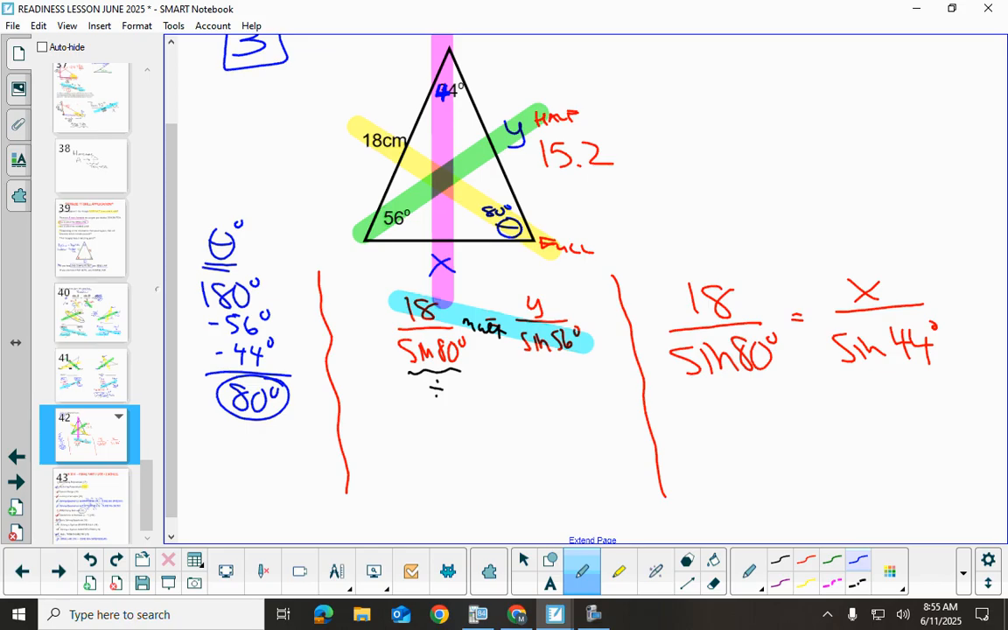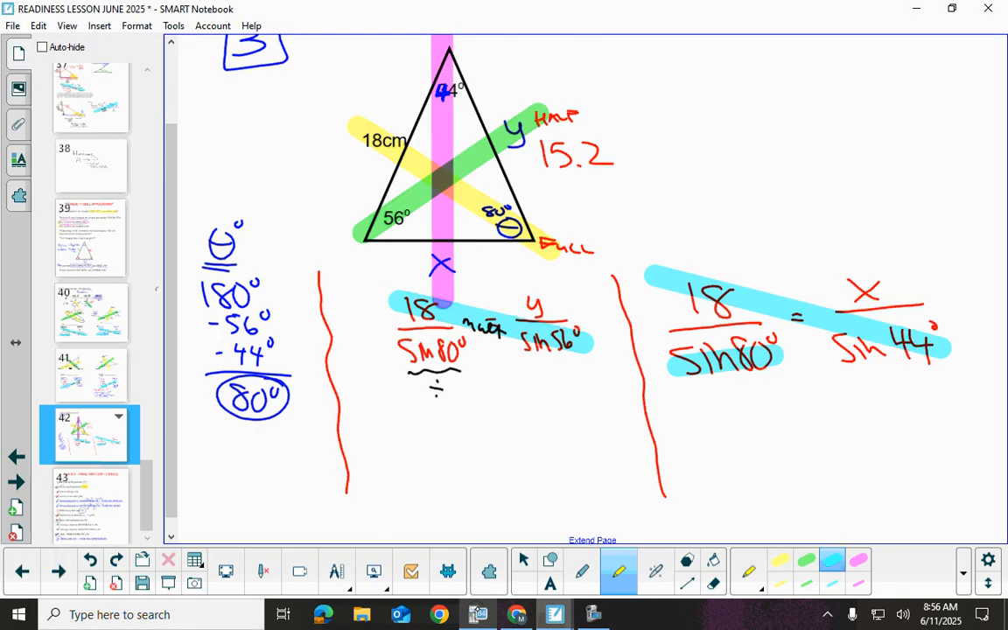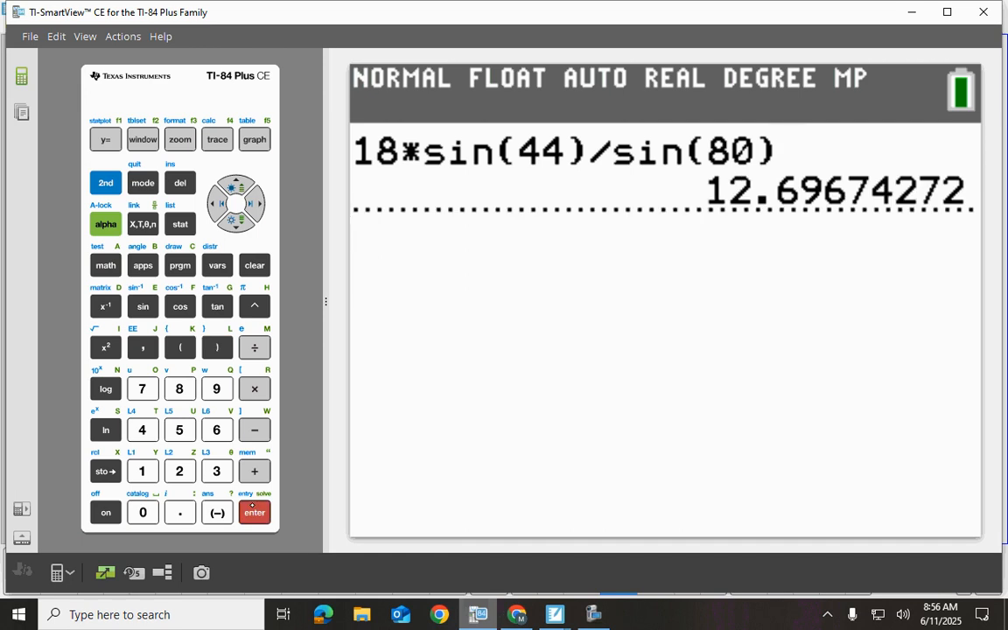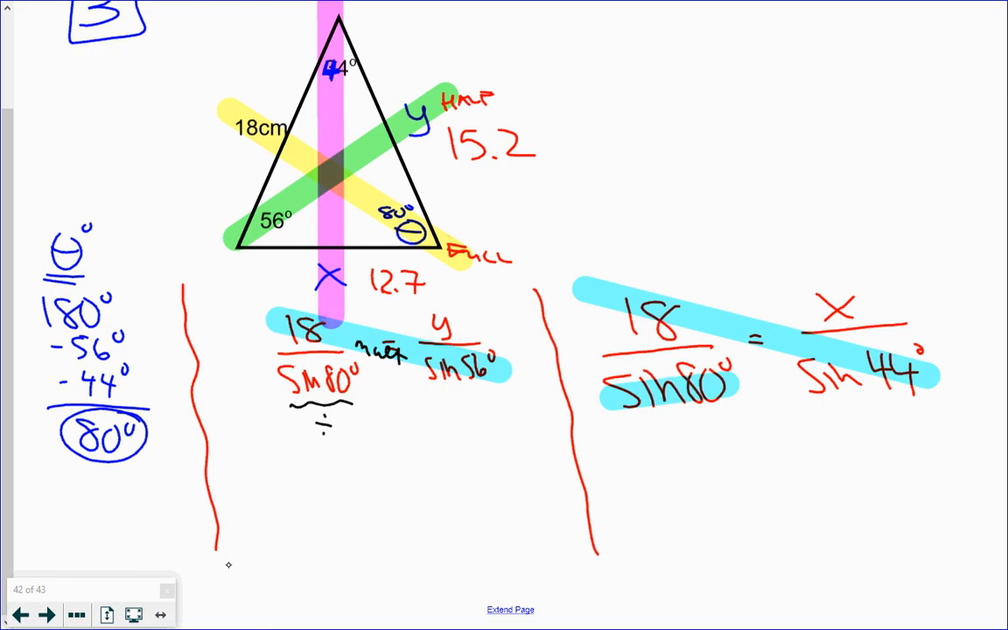So cross multiply, and then divide. So 18 times sine 44 divided by sine 80. 12.7. What, sorry? Okay. So that's where we're going to stop.